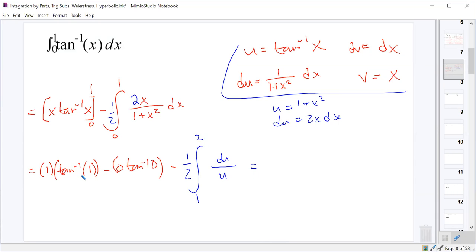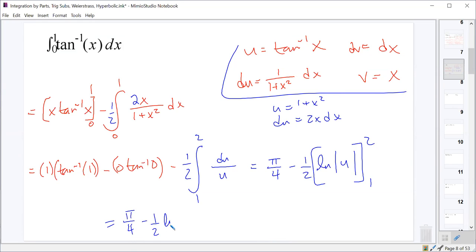Yes, good. All right, what's the inverse tangent of 1? Pi over 4. Okay, so we got pi over 4 minus 0. So minus 1/2 natural log absolute value u from 1 to 2, which ought to give us pi over 4 minus 1/2 natural log 2 minus natural log 1. Natural log of 1 is 0, so we just end up with pi over 4 minus 1/2 natural log 2.